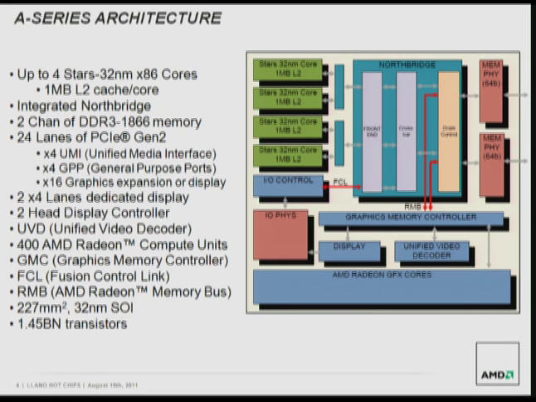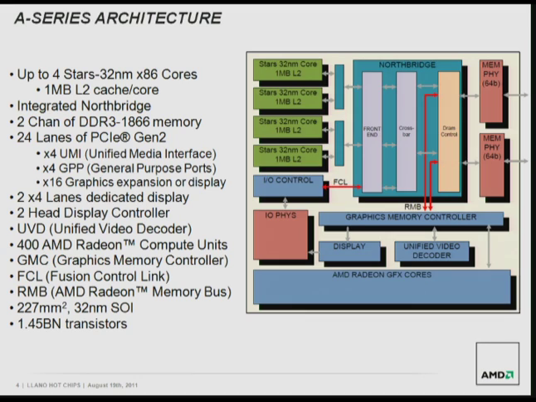The A-series Llano chip contains four of our STARS 32-nanometer cores. The 32-nanometer core is a derivation from the STARS 45 core with some pretty significant IPC changes, and I'll get into some of those changes in just a minute. Each of the cores features its own individual 1 megabyte L2 cache. We have an integrated North Bridge that connects the processors to two 64-bit channels of up to 1866 DDR3 memory. We support 24 lanes of PCIe Gen 2. Four of those are used for connectivity to the Fusion Control Hub, otherwise known as the southbridge. Four are used for general purpose ports, and 16 are used for graphics expansion should it be required or for display purposes.